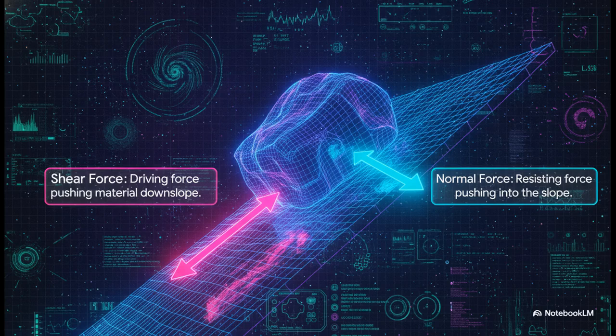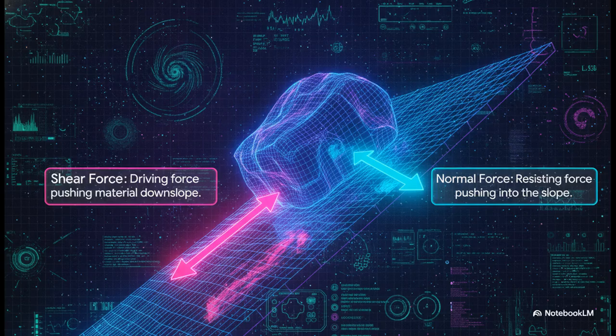First up, we have the shear force. This is the driving force, the bad guy, if you will, actively trying to push and pull that material downslope. Opposing it, fighting back, is the normal force. This is the resisting force, pushing the rock directly into the slope, and that produces friction. The relationship between these two, that's called shear strength. As long as the normal force, the friction, is greater than the shear force, the mountain stays put.